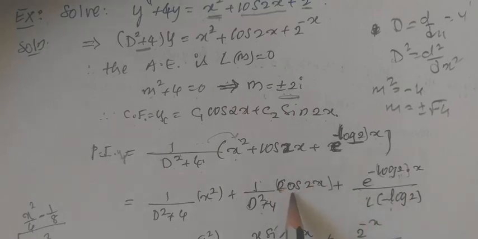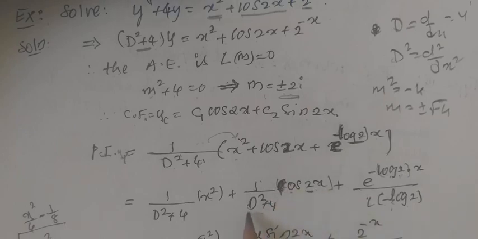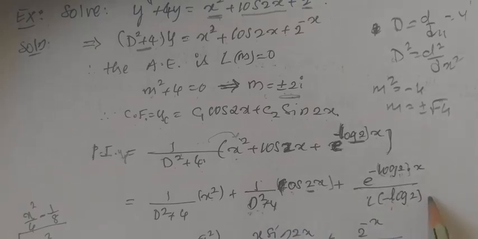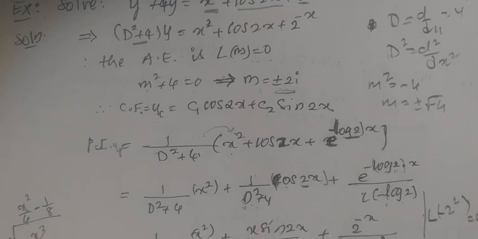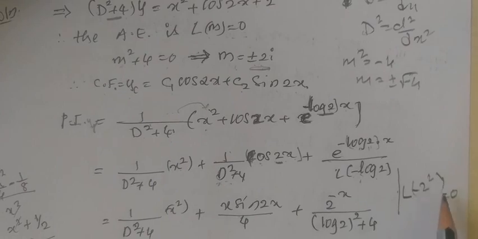Now coming to type 2, the sine or cos term. Here you observe one thing: it is cos 2x, so a = 2. If a = 2, you substitute D² by -a². If you write -a² here, it becomes -4 + 4, so L of (-2²) in this case becomes equal to 0.